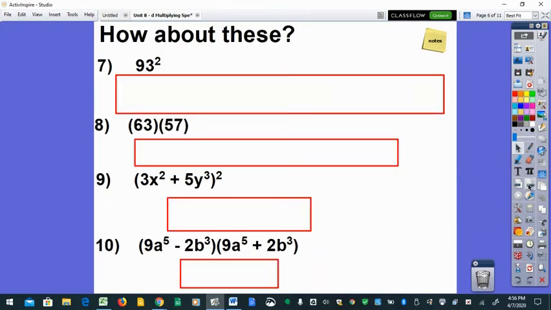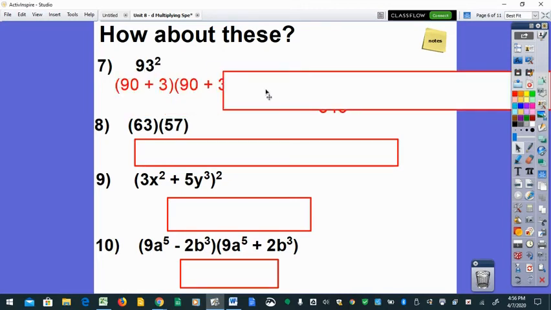Okay, so let's just take one more minute to show you ones that are a little more complicated with some different variables. But I often use this idea if I don't have a calculator and I'm trying to square a number like 93 squared. I write this as a sum or a difference and see if I can use the ideas that we've just been talking about. So 93 is 90 plus 3. So if I take 90 plus 3 times itself, right, this would be the identical twins.